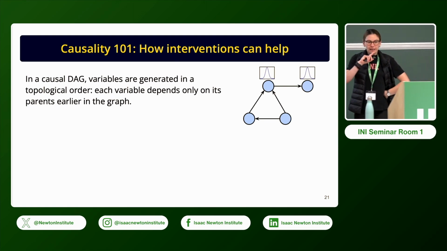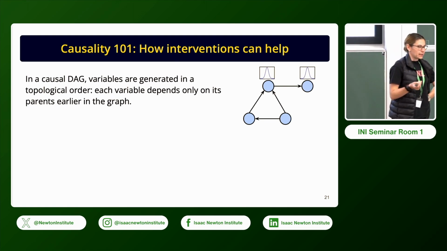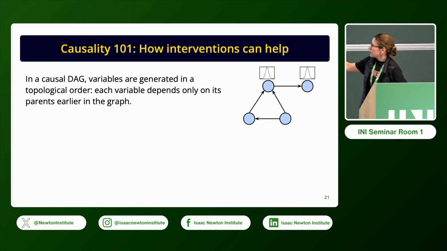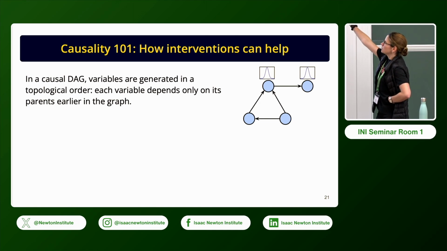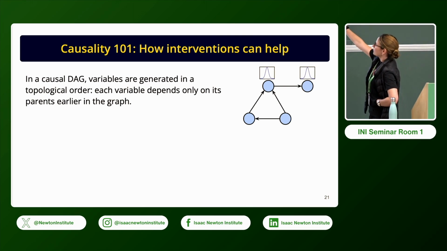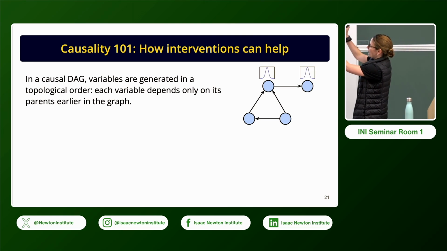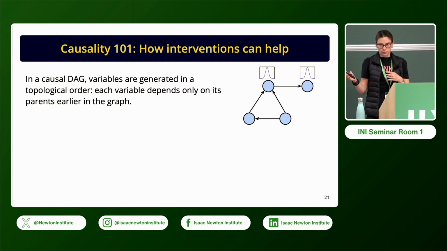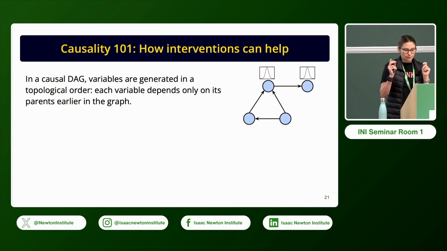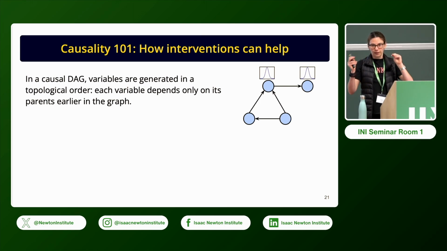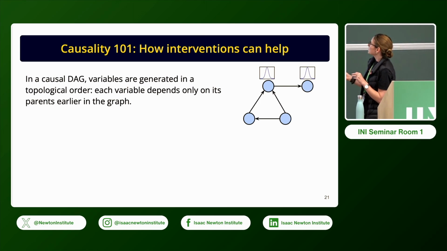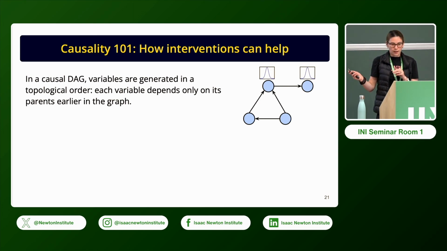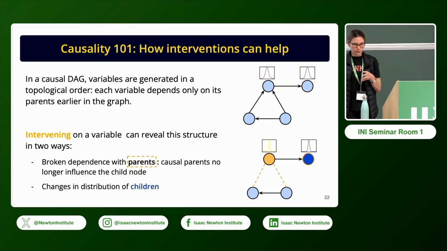Now, how can interventions help? So how can experimentation help? This is a causal DAG, so I made it slightly more complicated. This is a causal directed acyclic graph. And in such a DAG, variables are generated according to a topological order. Namely, each variable will depend only on its parents that are earlier in the graph, right? So for instance, this guy here will be determined by its parents, namely this guy and this guy, okay?